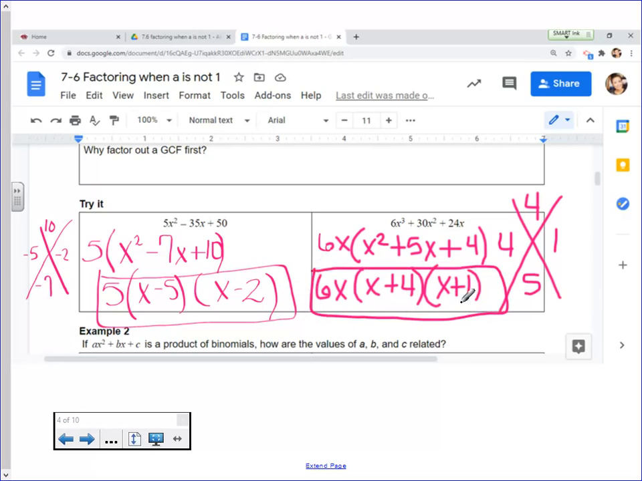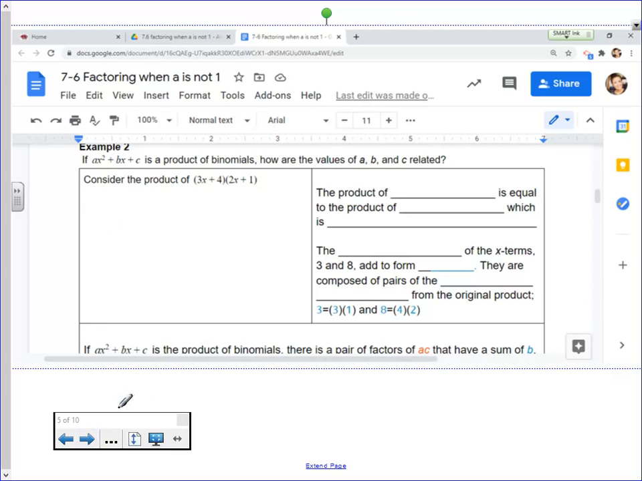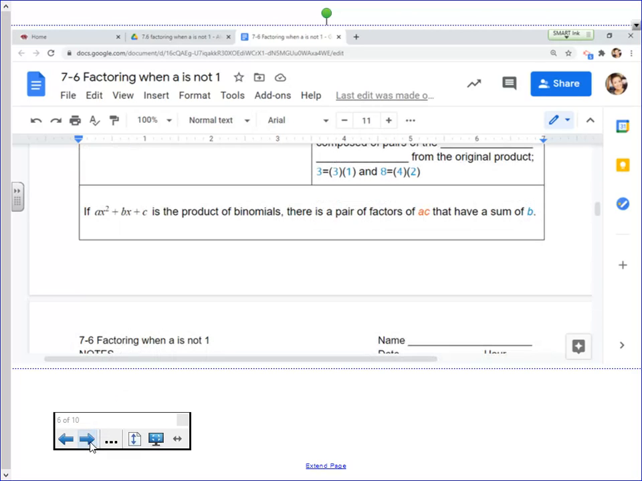So that is one scenario. If the first number is not a 1, you can try to find a GCF and take that out. There are instances where you don't have a GCF that you're allowed to take out. The biggest common factor that they have is a 1. So we're actually going to skip example 2. We're moving to the back page, so turn there.